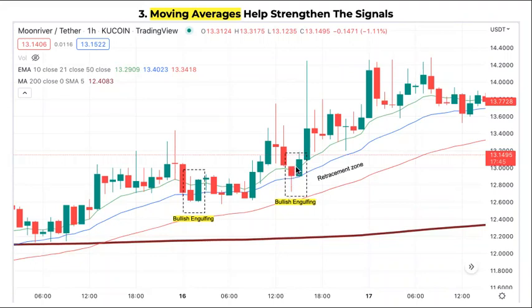Right? This is a 1 hour chart. So if, let's say, you were to zoom into a 30 minute chart, that means over here you will see 2 candles. So definitely the price would have entered the retracement zone and then bounced up. Oh, thank you.